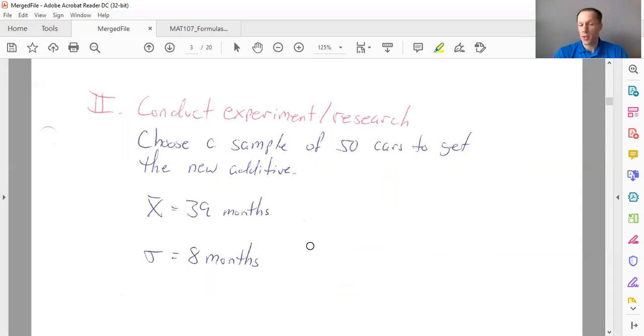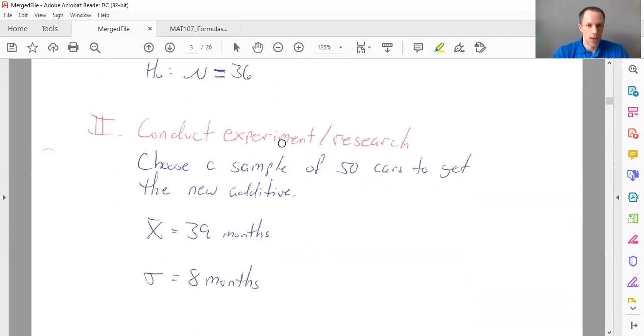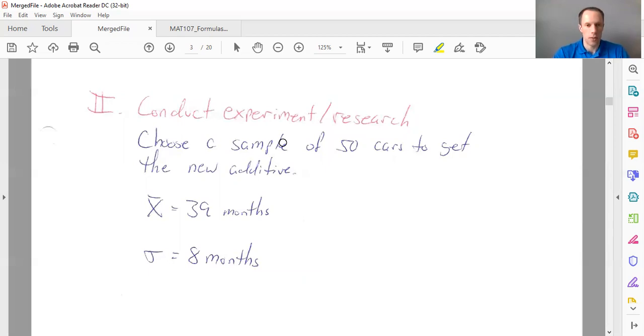Now, based on that information, we want to start to think about our hypotheses. Now, you might say, well, 39 is greater than 36, so sure, the chemical seems to work. Well, that might not be true. Maybe it is, but maybe it's not. We really can't say for sure if it was the chemical that caused the sample average to be greater than 36, or if it was other factors that are going on behind the scenes.